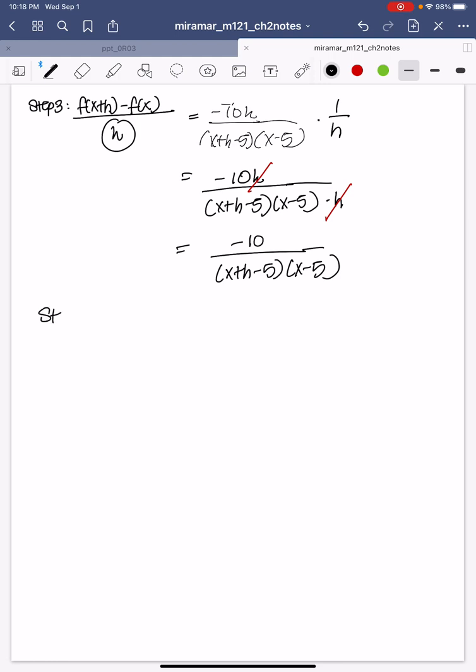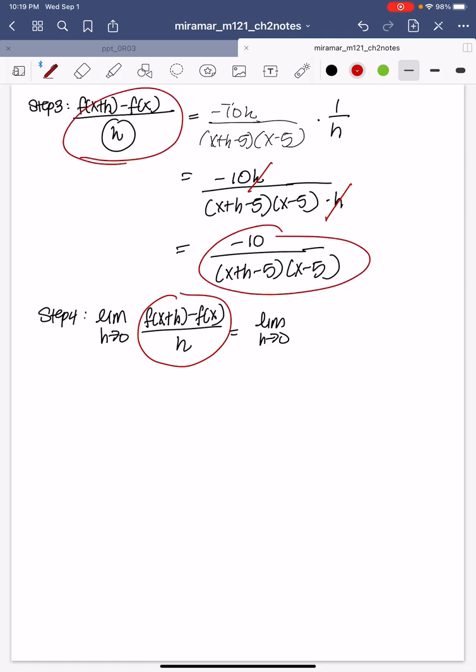And step 4 will be finding the limit of this function. So the limit as h goes to 0 of f of x plus h minus f of x all over h, which is, we found out that this here is this function. So we need to find the limit of that function as h approaches 0.